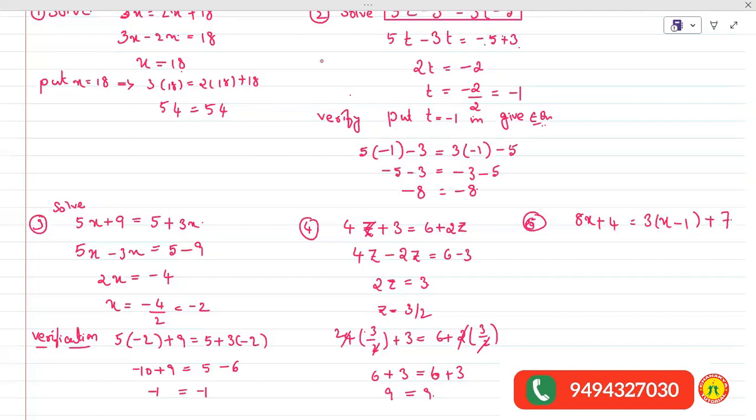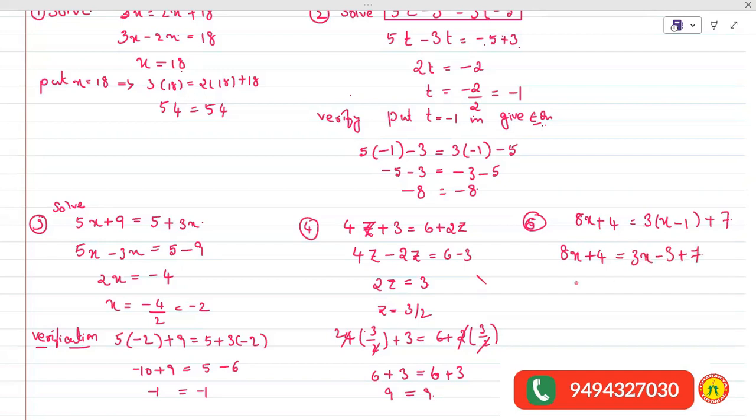Sir, can I do? Yeah, Rohit, good evening. Rohit, tell me this answer, please. Yes, sir. Rohit, how are we getting this answer, that means the x value? Sir, 8x plus 4, 3x minus 3 plus 7 on this side. First of all, we can simplify this, after that we can transpose. So you see 8x plus 4 equals 3x minus 3 plus 7.